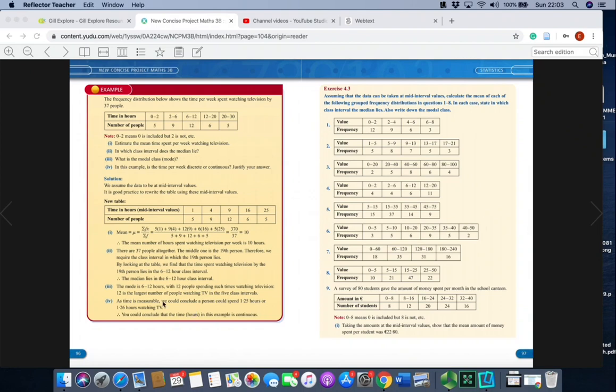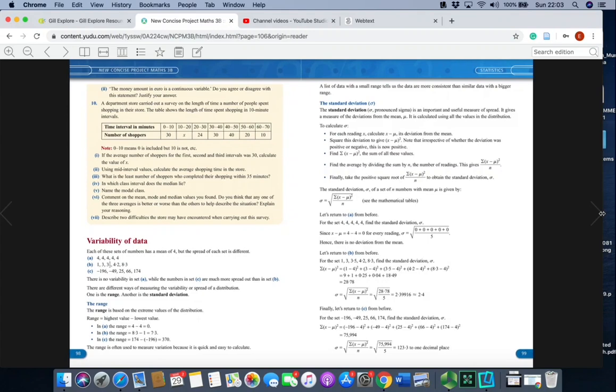Okay, so a hard enough question. Make sure you know how to do mid-interval values. It comes up quite a bit. And perhaps do 10 in this question.